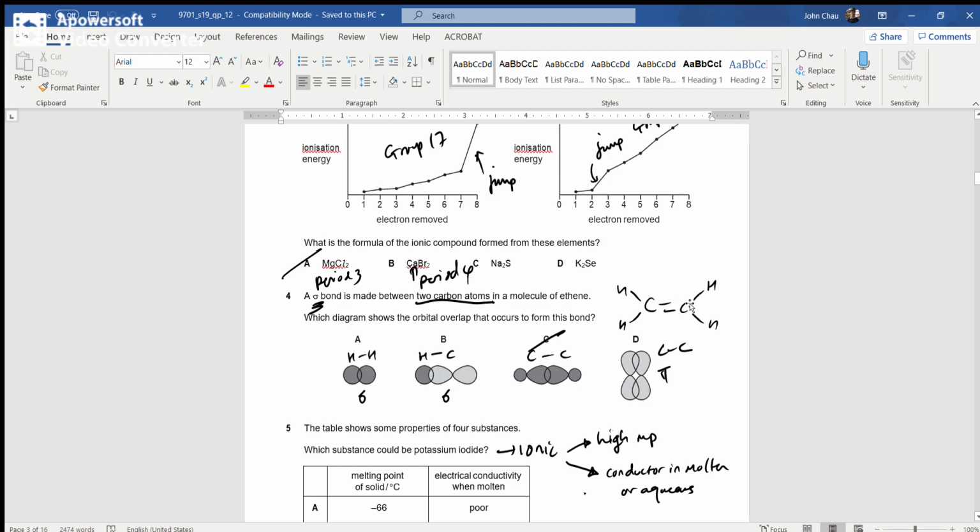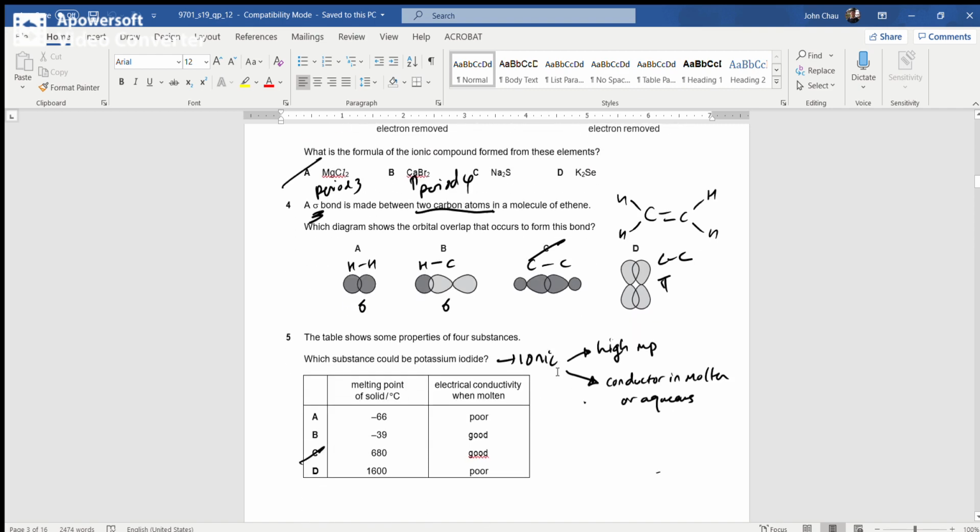And since the carbon-carbon bond involves sp2 hybridization, this is a hybridized orbital. From A, this one is usually between hydrogen and carbon, and this one between carbon and carbon. Since they're asking for 2 carbon atoms, the answer would be C.